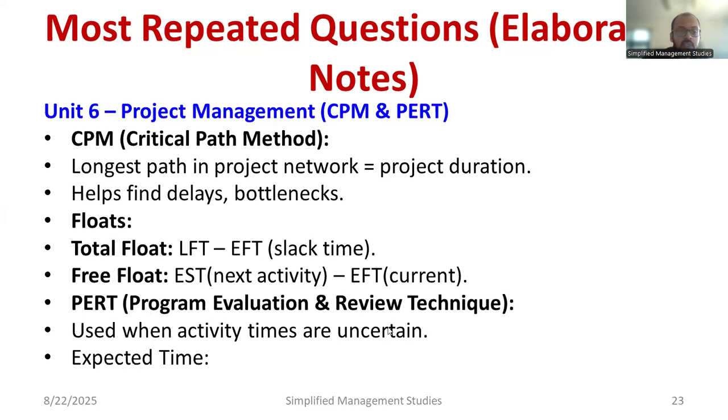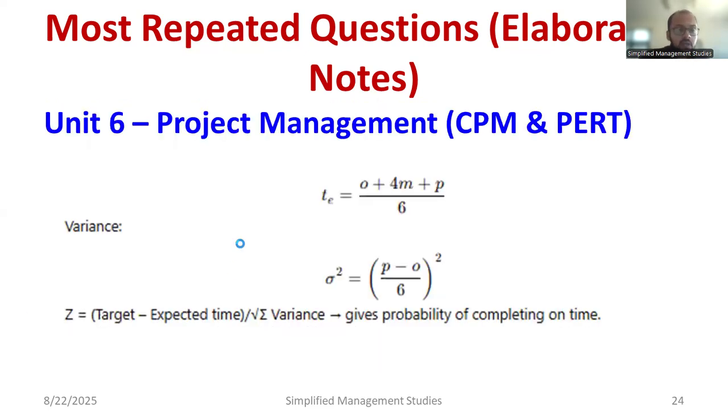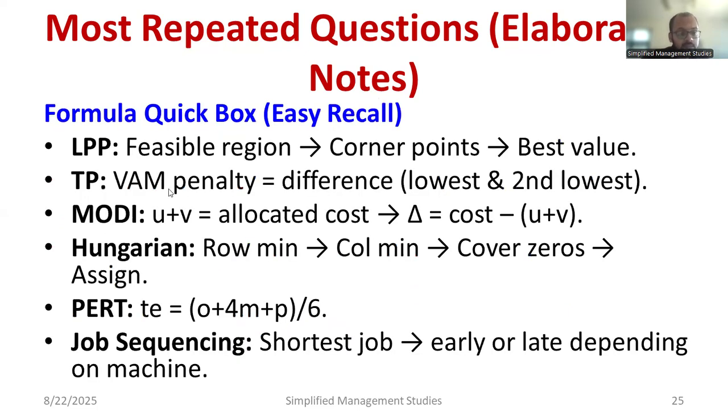PERT is the Project Evaluation and Review Technique. It is used when the activity times are under uncertainty. We have certain steps for CPM and PERT. If you want, I can solve some numerical examples in the coming session, depending on your comments. Even the calculation of expected time is very, very important. Please study the equation accordingly. The variance equation also you have to follow. Similarly, here you have to calculate Z. These are the important equations from unit number 6.